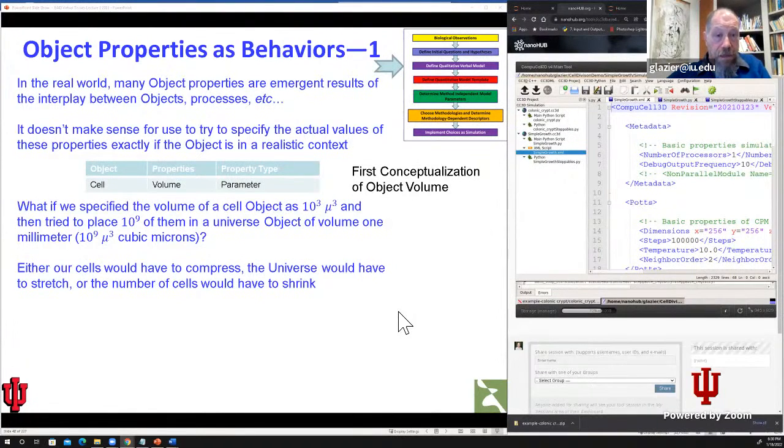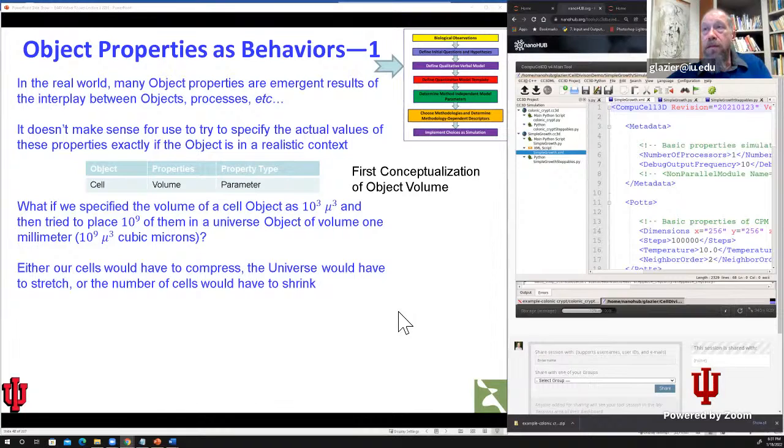Another thing that we're going to have to get used to, and again, it may be a little bit less obvious if you haven't worked on these things in a physics context, is that some of the things that we think of as intrinsic properties of an object are actually going to be implemented as behaviors. And we're going to talk a lot about a concept called constraints.